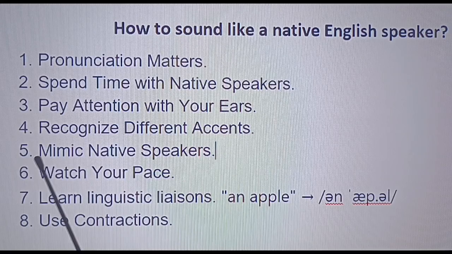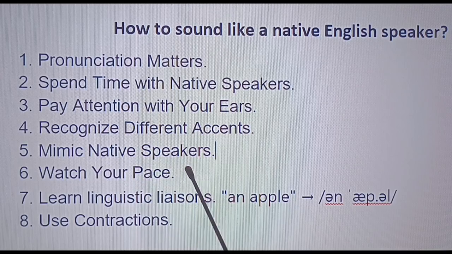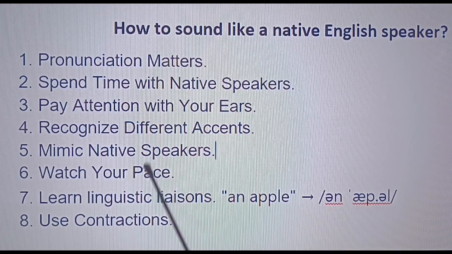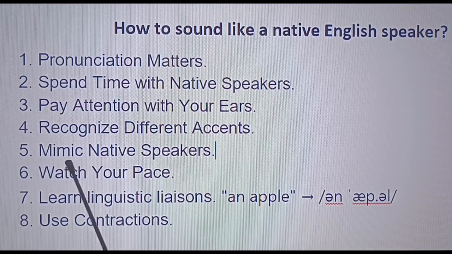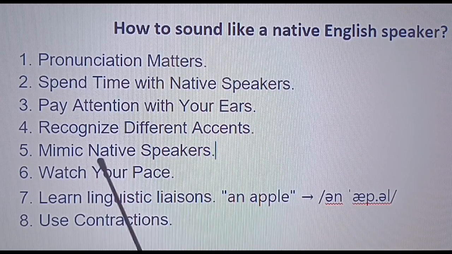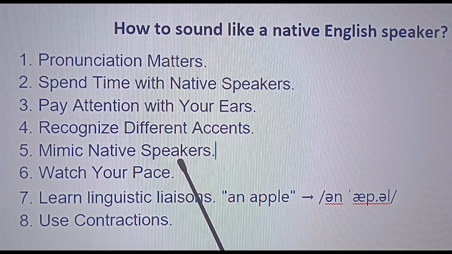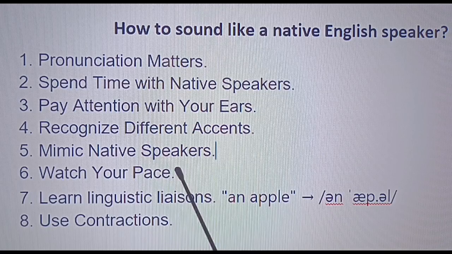Anyway, number five, mimic native speakers. Try to copy them. One of the techniques you can do is speech shadowing. Shadowing means that you try to copy, imitate what they say. Sometimes it happens immediately after what you hear, and sometimes you practice whatever sentences or words you hear with a small or slight delay.